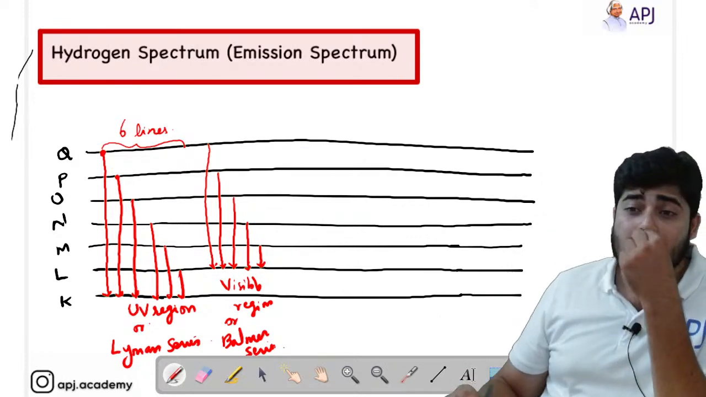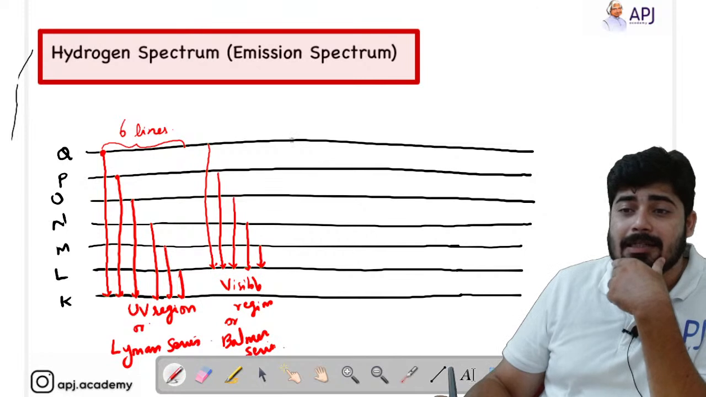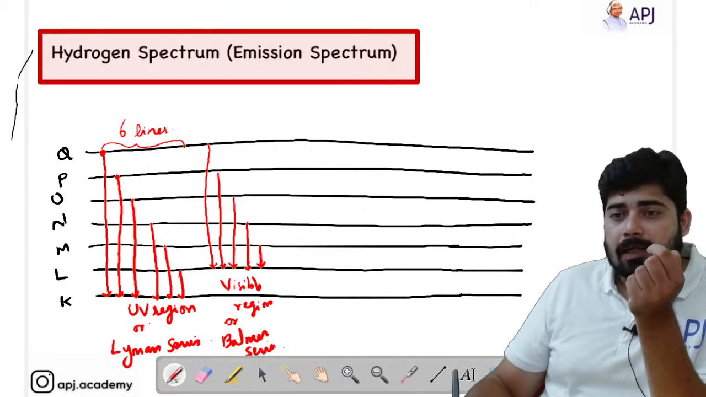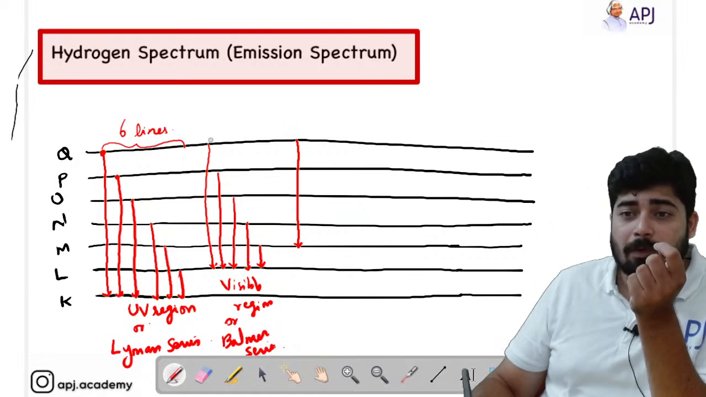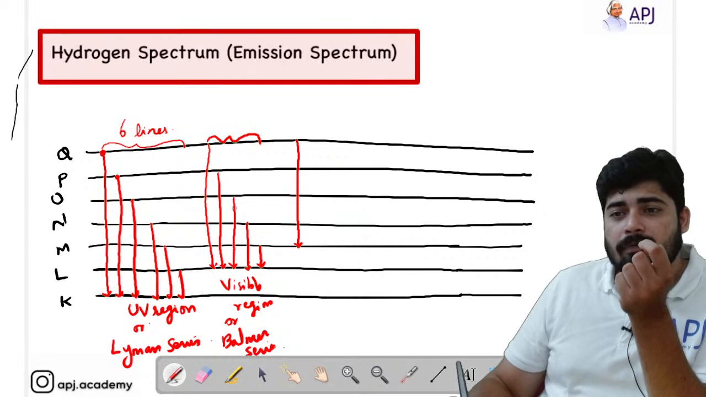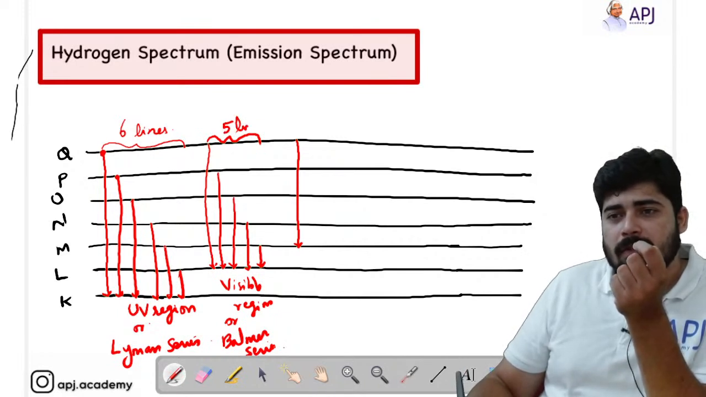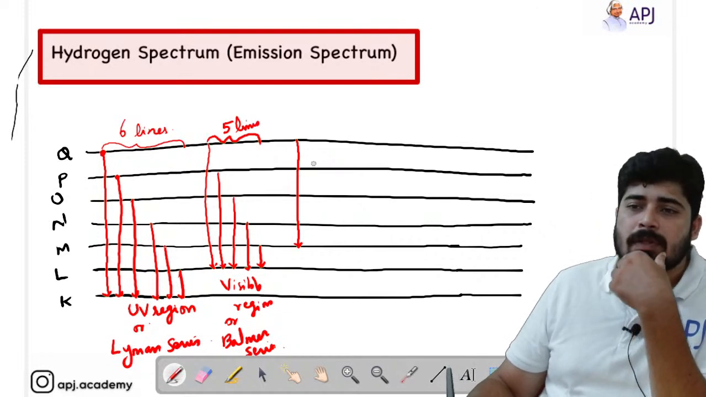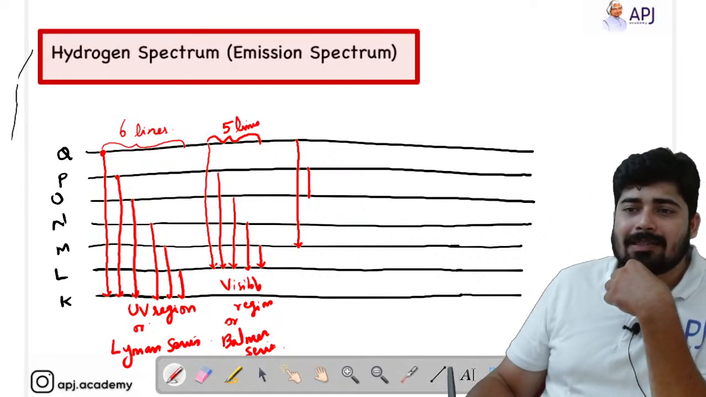Now let's move on to the next series, that is, if the electron jumps to the third shell, from 7 to 3. Before that, how many maximum lines are possible here? We can see that 3 plus 2, 5 lines are possible. Now let's move on to the next series.